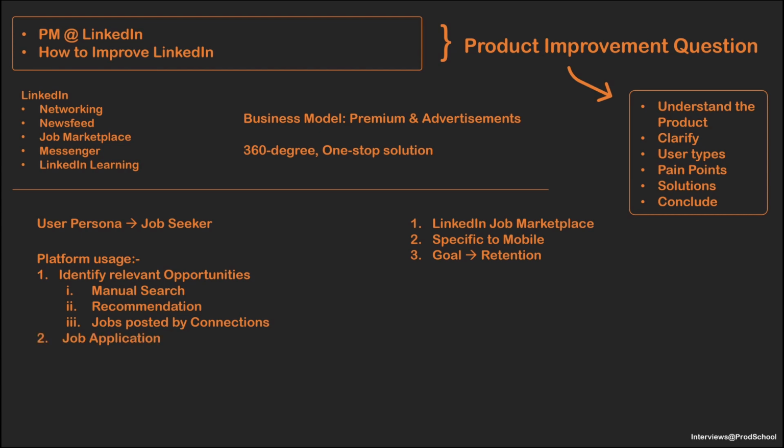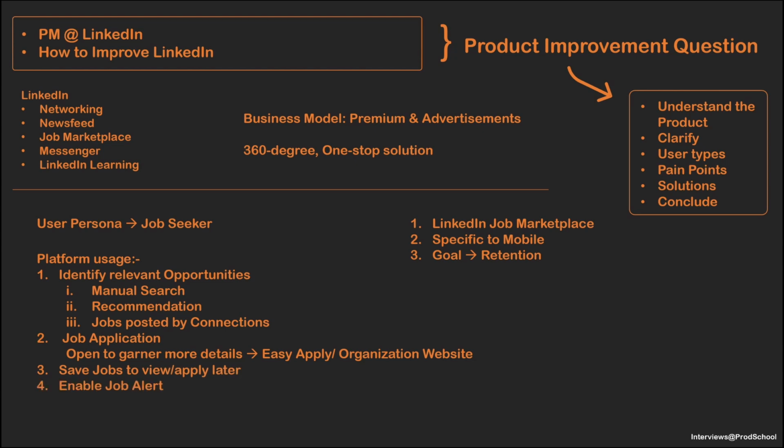The next step is around job application. Here the job seeker opens up the job landing page for more details. Either the job seeker can use the easy apply feature if it's available, which is there in some of the job postings on LinkedIn, or they will be routed to the job poster's company's landing page for the job application. I think this could be something like Smart Recruiter or Workday, etc. At the same time, job seekers can save jobs to view or apply later, and they can also enable job alerts for a specific job result based on filters like location, job title, experience level, company, etc.